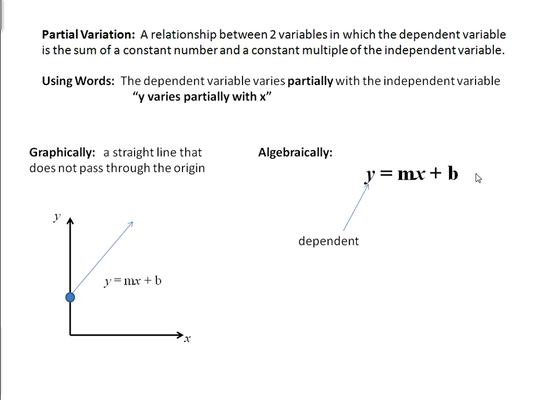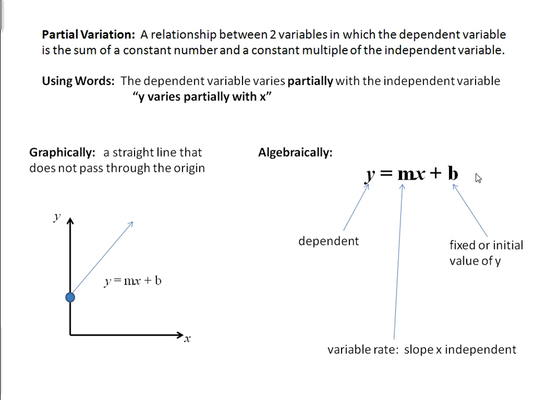So y still represents our dependent variable. mx represents our variable rate, or our slope times the independent variable. And b represents our fixed or initial value of y.